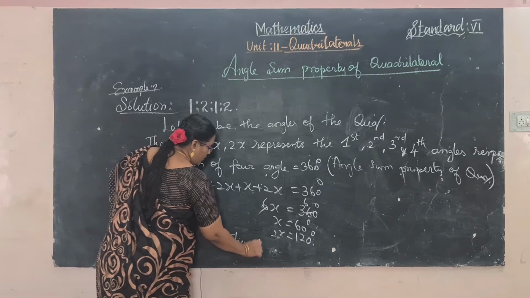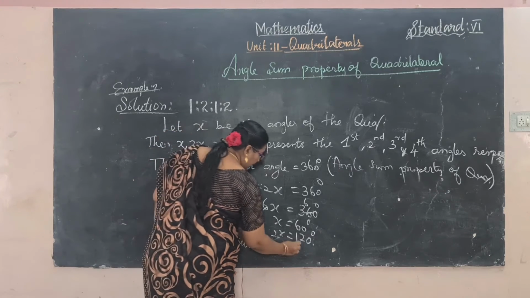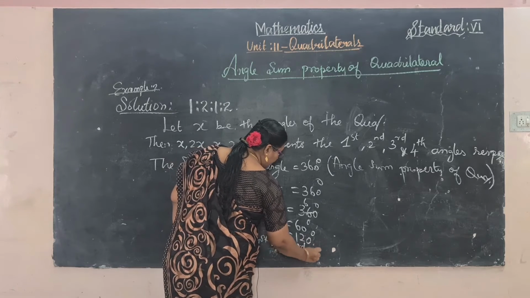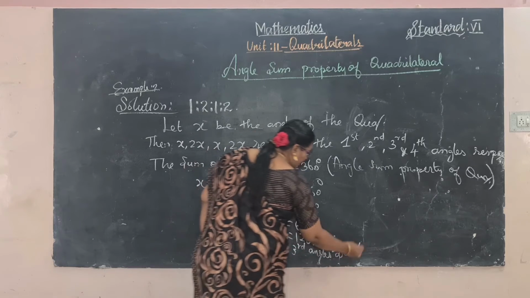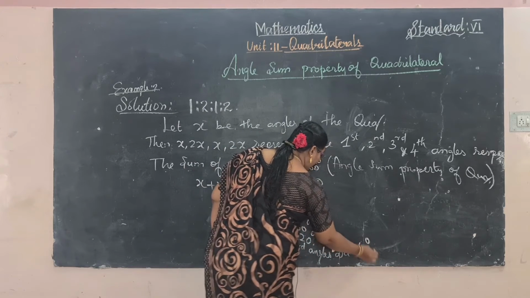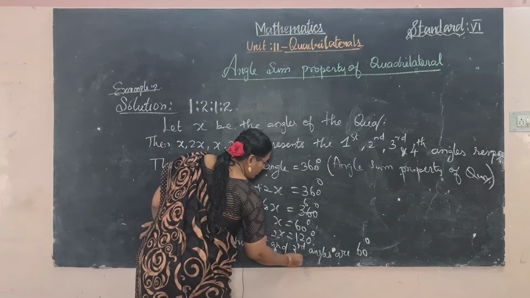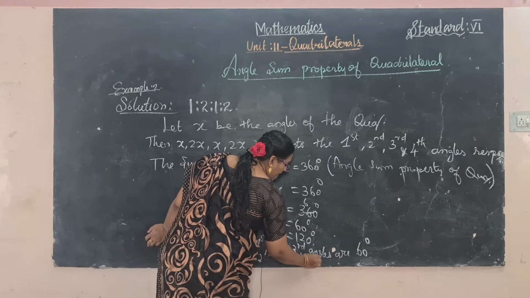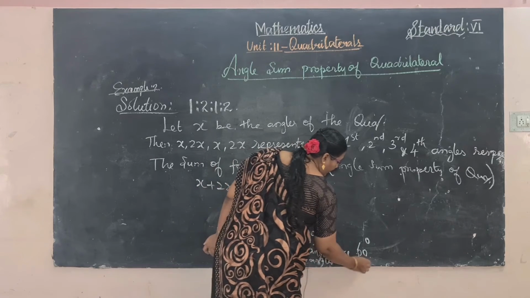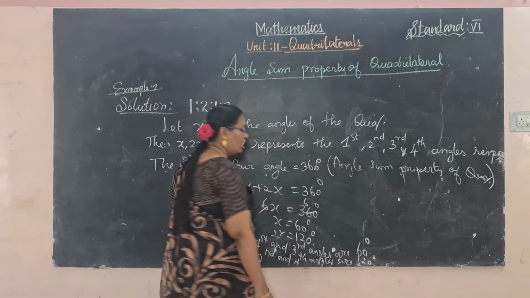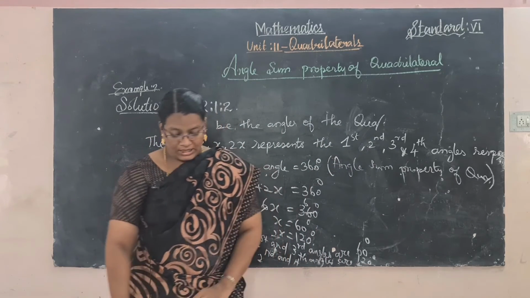Thus the first and third angles are 60 degree, and the second and fourth angles are 120 degree. Okay, the sum of these four angles we get 360 degree.